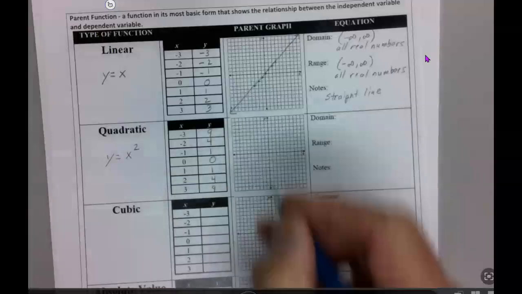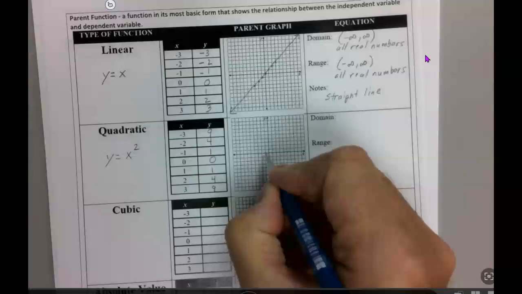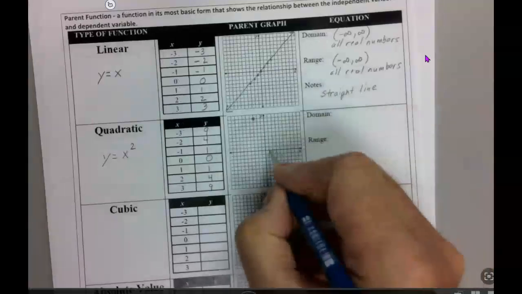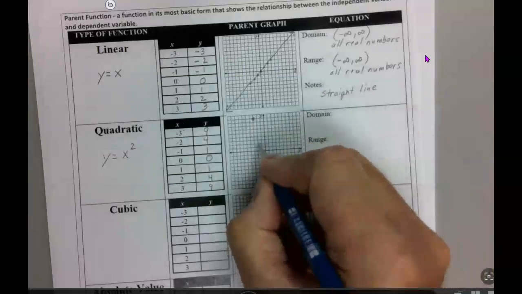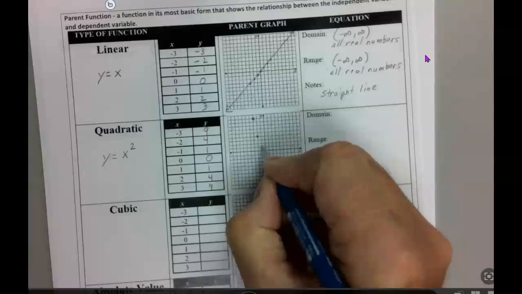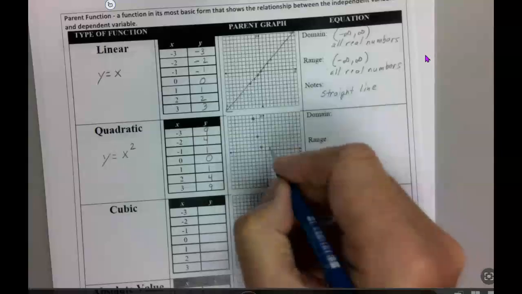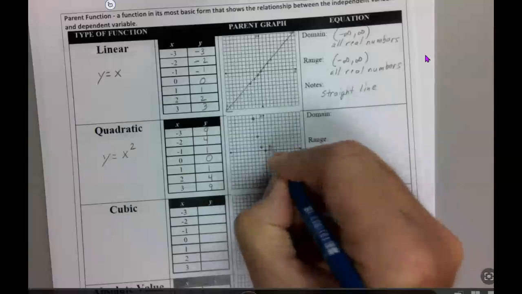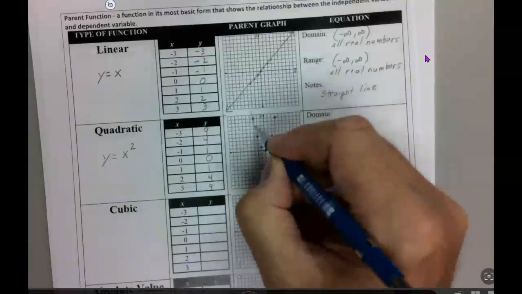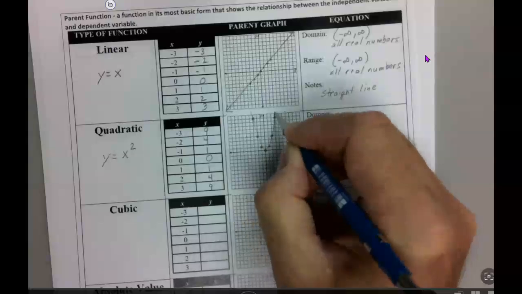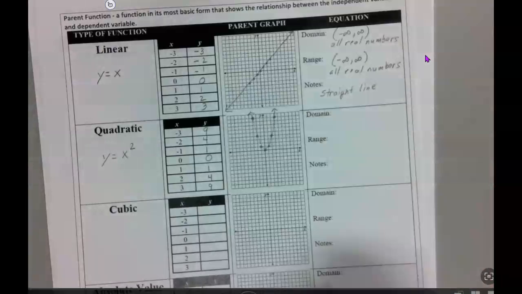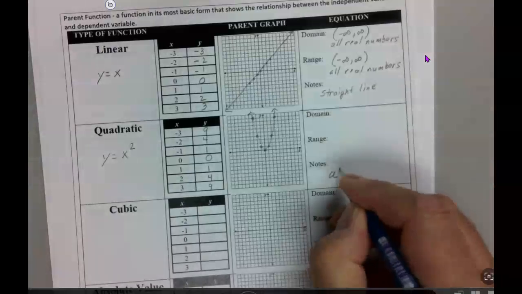Okay, so let's graph this one here. -3, 9. -2, 4. -1, 1. 0, 0. It looks like this. Yeah, it's Y-shaped, isn't it? It's not Y-shaped, Donnie. U-shaped.